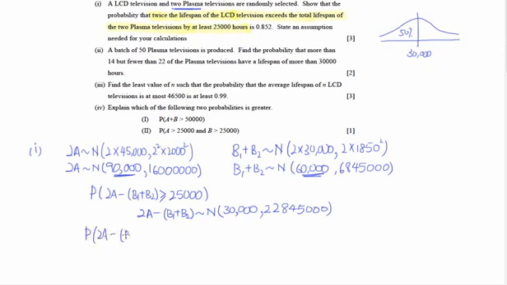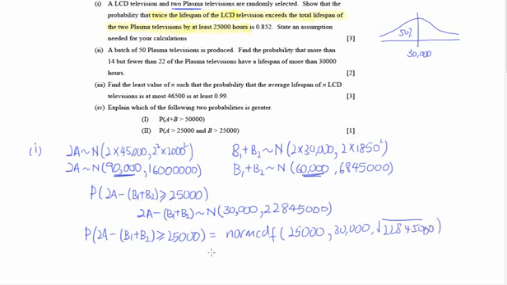Therefore what is left to do is just using your GC. Because I believe this is pretty easy and straightforward, I'm not going to waste too much time to show you the screenshot of how the GC looks like. But I'm quite sure you know what to do, right? So you go to normal CDF. You key in the lower limit, which will be your 25,000, and then the mean, which is the 30,000, and of course the standard deviation. Please remember the square root so that you get the standard deviation into your GC rather than the variance.